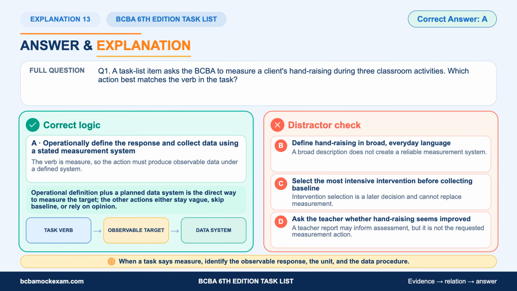What makes this tricky is that a familiar professional action can still answer the wrong task verb. B. A broad description does not create a reliable measurement system. C. Intervention selection is a later decision and cannot replace measurement. D. A teacher report may inform assessment, but it is not the requested measurement action. When a task says measure, identify the observable response, the unit, and the data procedure.